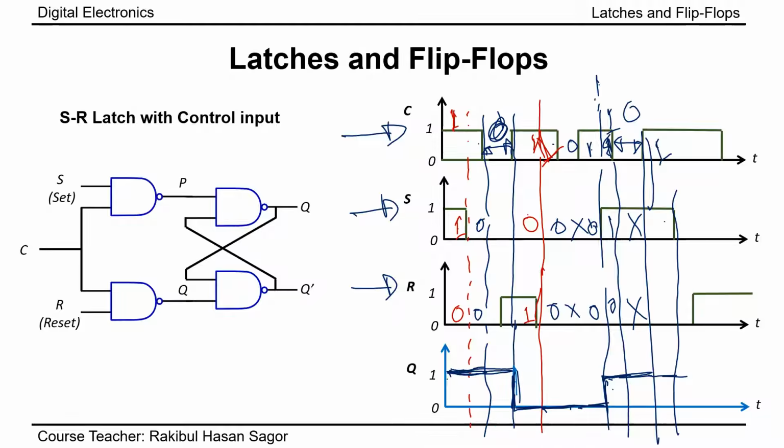Again let's draw this portion. In this portion, control signal 1, S is 0 and R is 0, so it will hold the previous data. Again control signal 1, S is 0 and R is 1, the circuit will go to the reset value, so it will come down. So ultimately this will be the Q output for this timing diagram. I think all of you understood.